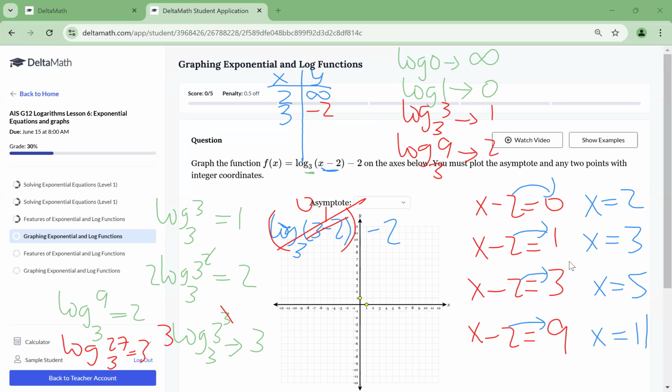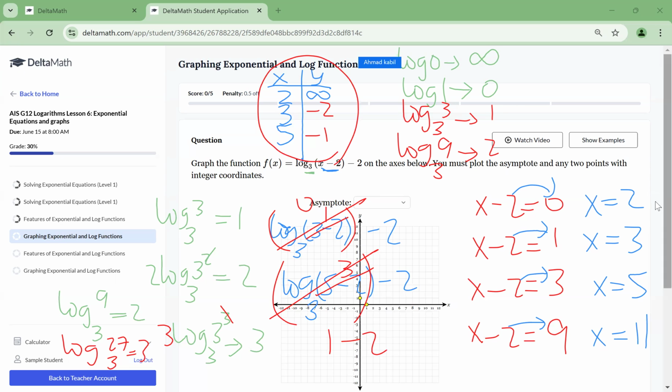And then the next interesting value is 5. Now, if we put log base 3, 5 minus 2, I'm sorry, I missed the negative 2 here as well. So minus 2 here. So 5 minus 2 gives us 3. Log 3 base 3 gives us 1. So this whole thing is just 1. 1 minus 2 gives us negative 1. So we can just use this table to graph the function.